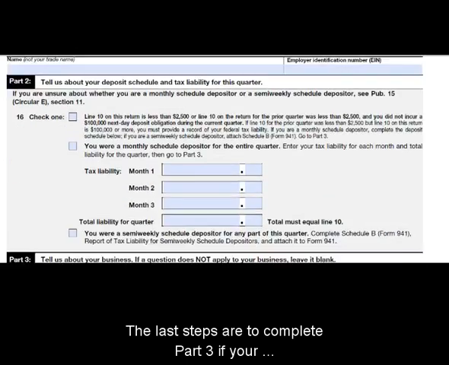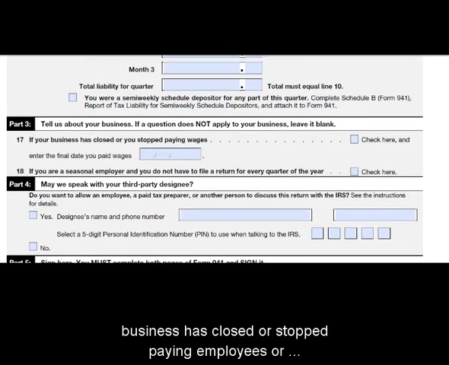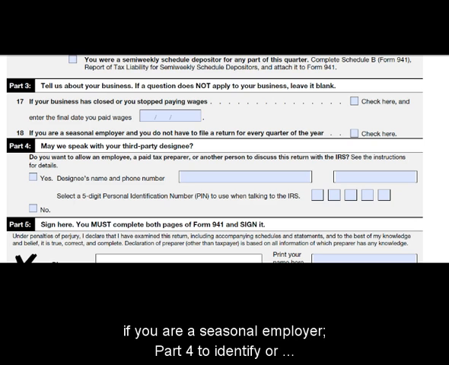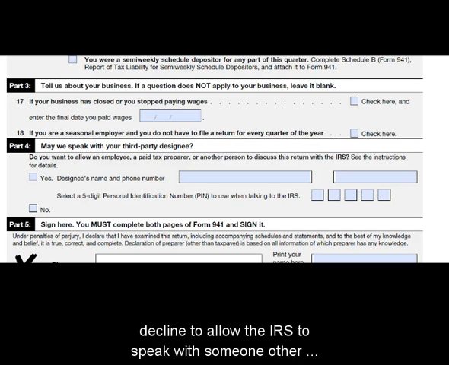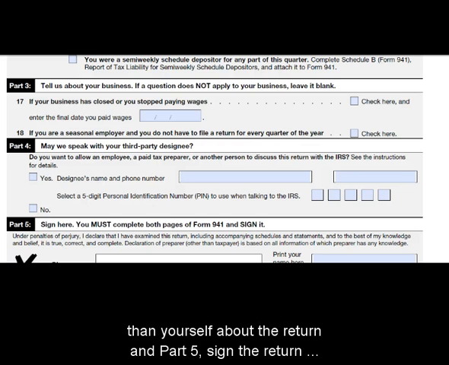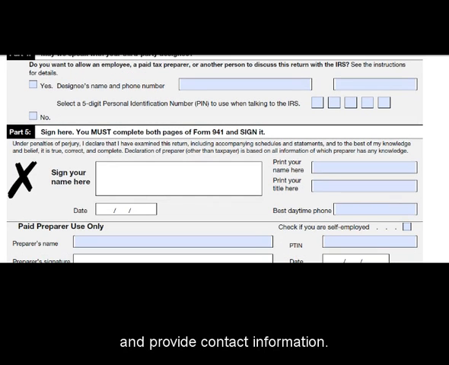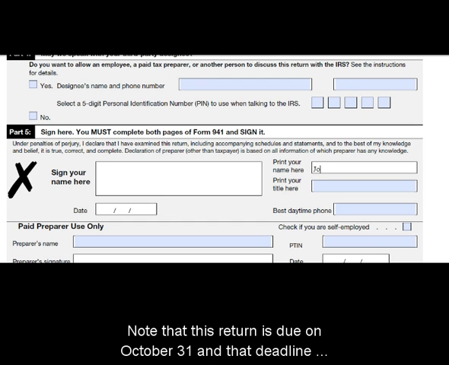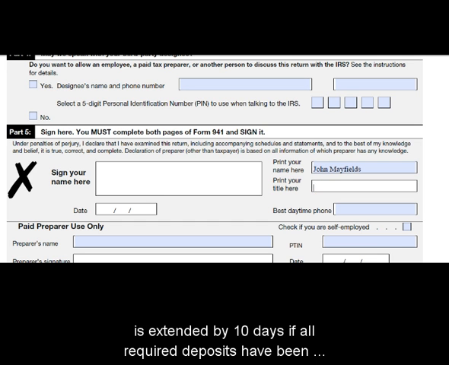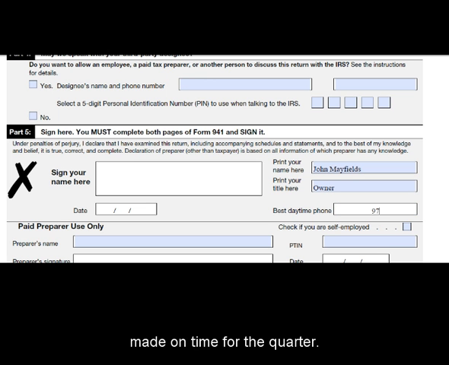The last steps are to complete Part 3 if your business has closed or stopped paying employees, or if you are a seasonal employer, Part 4 to identify or decline to allow the IRS to speak to someone other than yourself about the return, and Part 5, sign the return and provide contact information. Note that this return is due on October 31st, and that deadline is extended by 10 days if all required deposits have been made on time for the quarter.